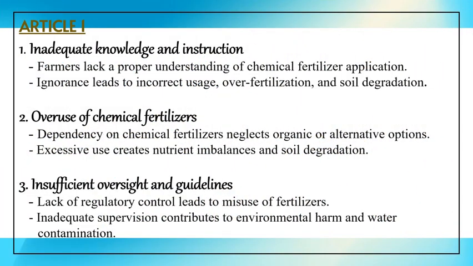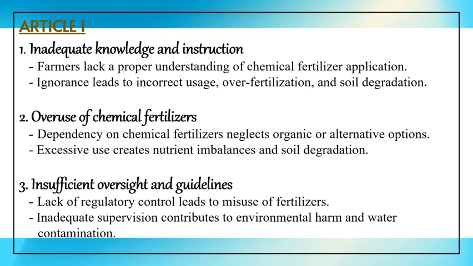Firstly, inadequate knowledge and instruction among farmers. It's alarming to note that many farmers lack the necessary understanding of how to properly apply chemical fertilizers. This ignorance leads to incorrect application, over-fertilization, and ultimately soil degradation. Without adequate training and instruction, errors made by farmers compromise both soil health and agricultural output.